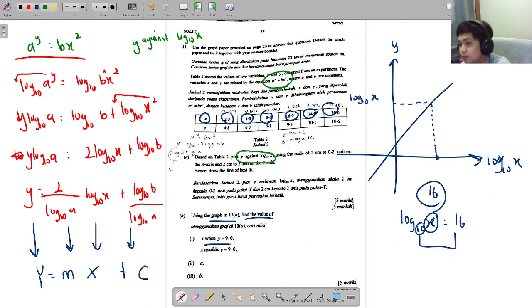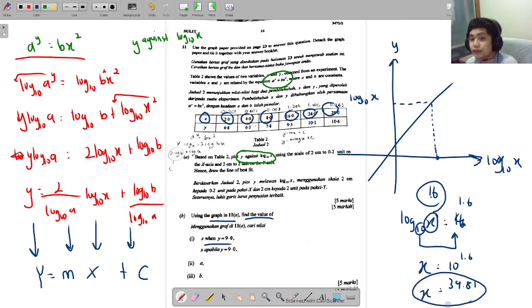I can do the push-up rule for it, and okay, maybe not 16, but something like 1.6. So x equals 10 to the power of 1.6. So I can find the value of x. But I must use my graph to do this, right? You have to rely on your graph, but this one is just for me to let you know what to do. They want you to find a and b as well.